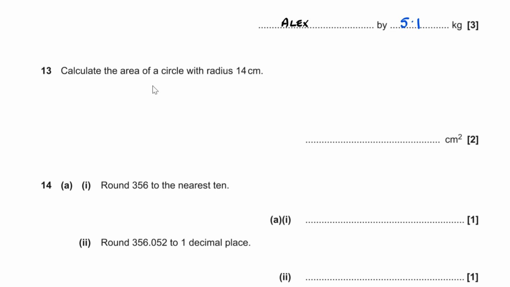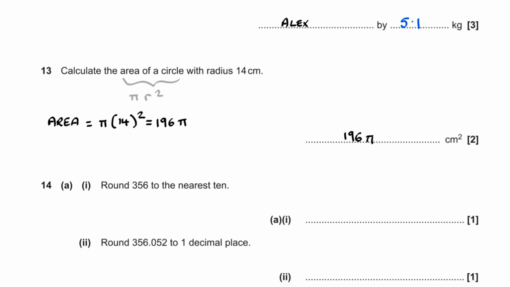Question number 13, we have to calculate the area of a circle with radius 14 centimeters. Well, to work out the area of a circle, that's given by pi multiplied by the radius squared, and therefore for the area we have pi multiplied by 14 squared, because our radius is 14. So if we work this out, 14 squared, that's 196 pi. So therefore we've got 196 pi centimeters squared.